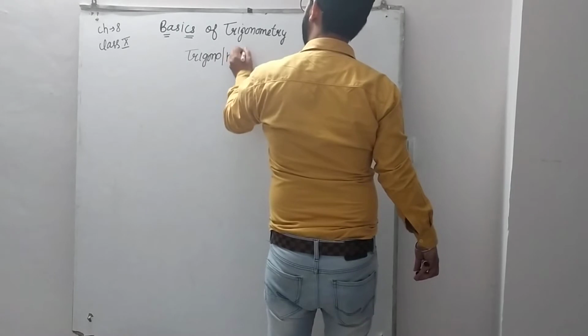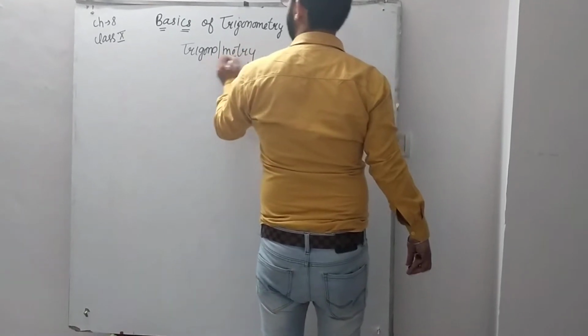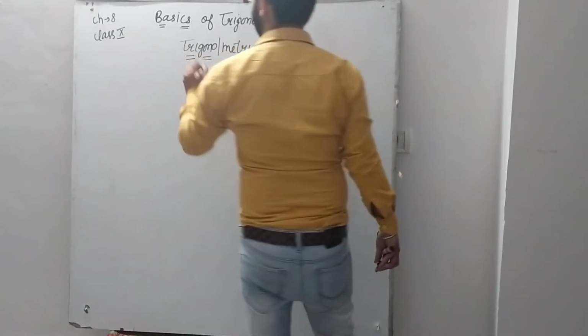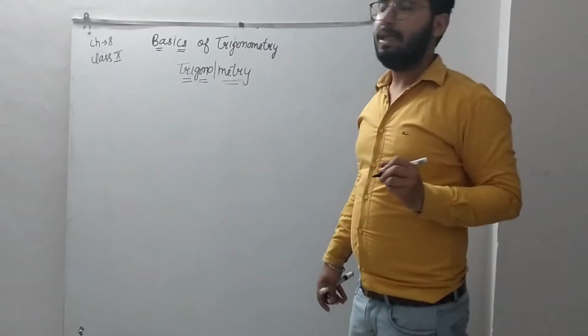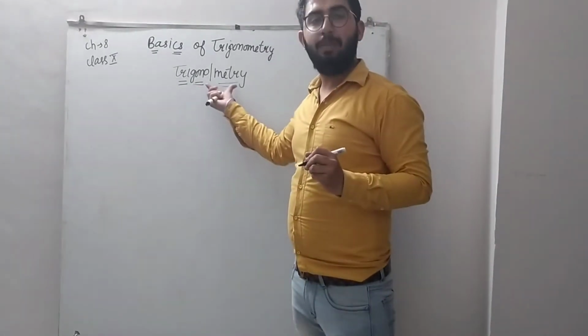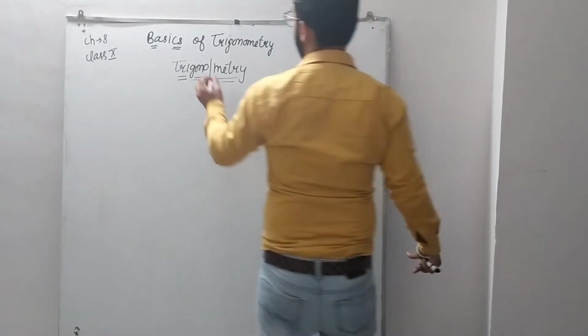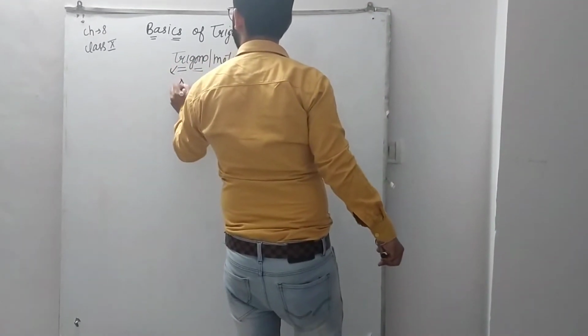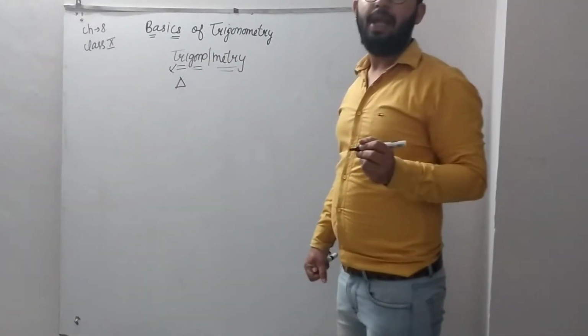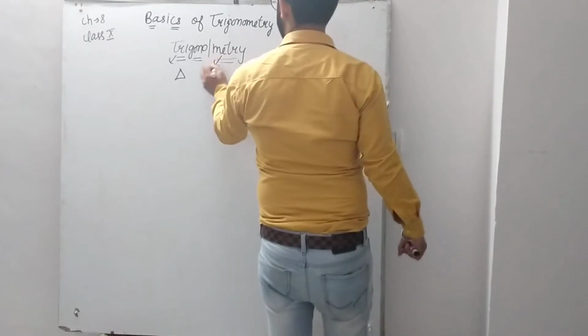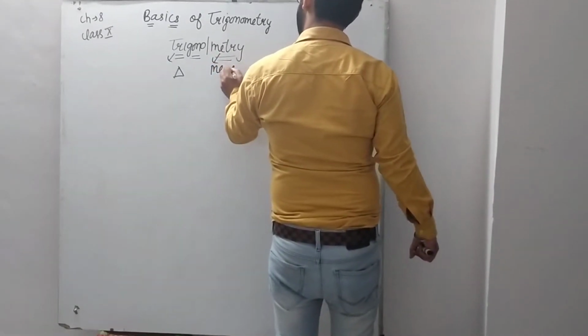Trigonometry is made up of two words. If we split this word into two parts, it will be trigno and metry. Trigno is linked with triangle, and metry means measure.